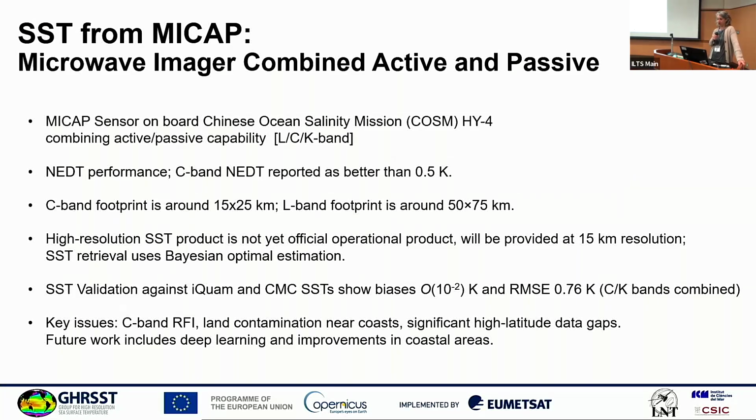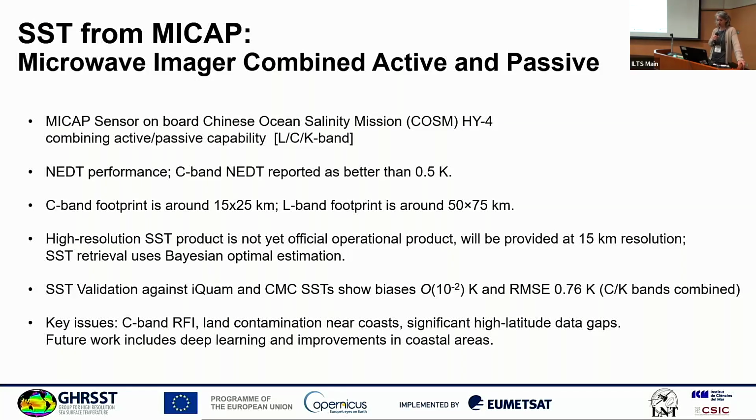So the highlights from the session 1 presentations: we had one presentation regarding the microwave imager combined active and passive, which is on board the Chinese Ocean Salinity Mission. There was a presentation on the performance. The C-band was reported better than 0.5 Kelvin. The footprint of the C-band is around 15 by 25 kilometers. The L-band footprint is around 50 by 75. The high-resolution SST product is still not an official operational product, but it will be provided at 15-kilometer resolution.